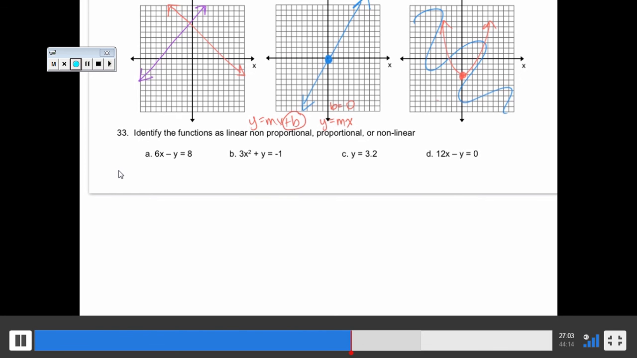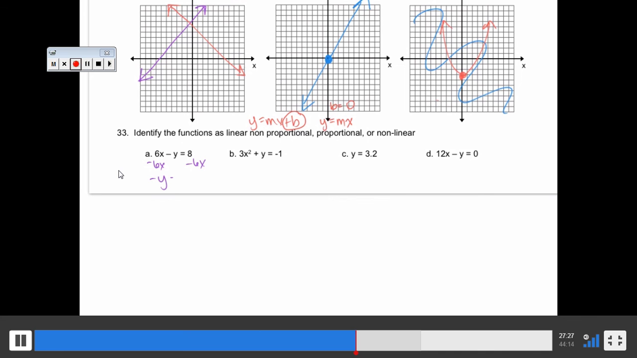So it's going to go through the origin. And then non-linear, you're looking for several things. Once it's in y equals mx plus b form, then you're either going to have an x in the denominator, or you're going to have an exponent other than 1 on your x. So the easiest thing to do first is to start getting these in slope-intercept form.